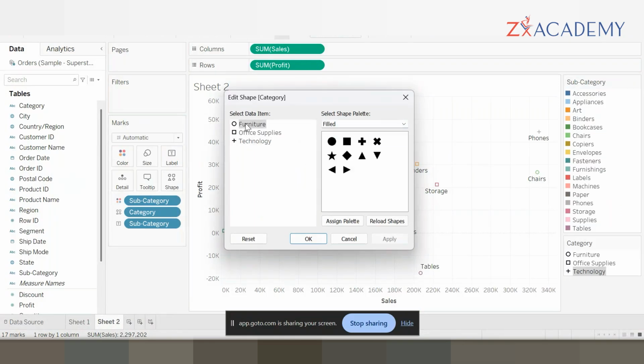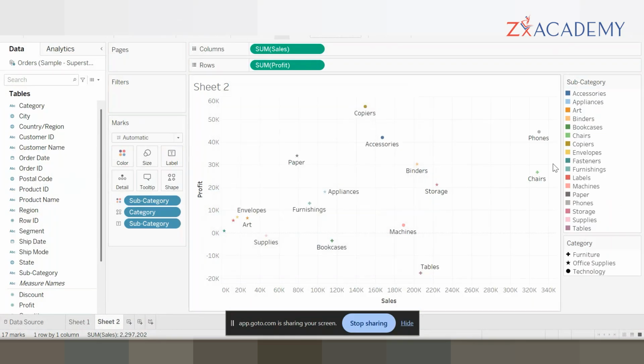If you want a different kind of icons, you can even get the icons from the net also. Okay, I think this should be good enough. For furniture, I just want to keep the plus sign here. Office supplies, I want to maintain as a star, and technology, I want to maintain as a plain circle. Say apply, say okay. The shape is representing the type of products they are.